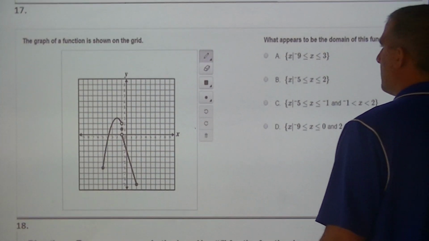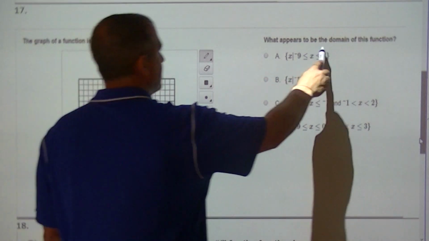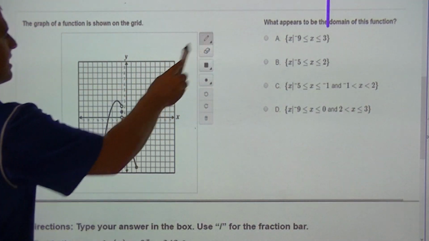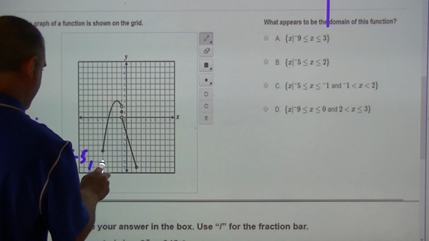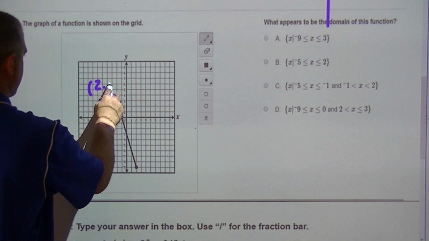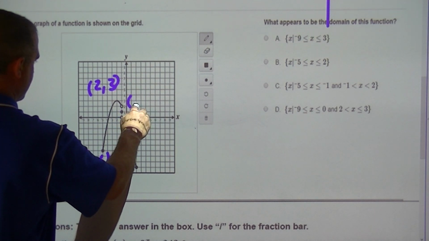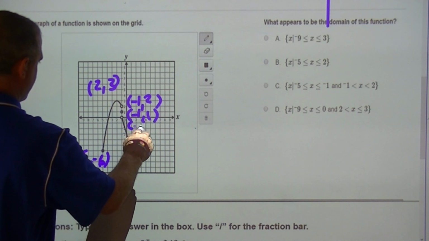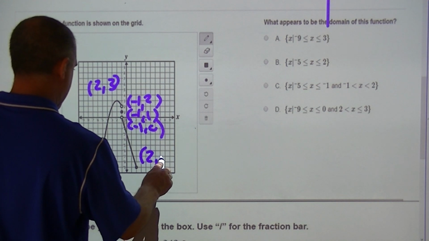All right, 17. Now, what I want to do is label all this, okay? Now, since they talk about domain, all I really care about are the x values, but I'm going to label this anyway. And that's negative 5, looks like negative 6. Got to label this point here, that's going to be 2, 3. Okay, this point here is negative 1, 2. This is negative 1, 1. This is negative 1, 0. Okay, and then now this one is 2, looks like negative 9.